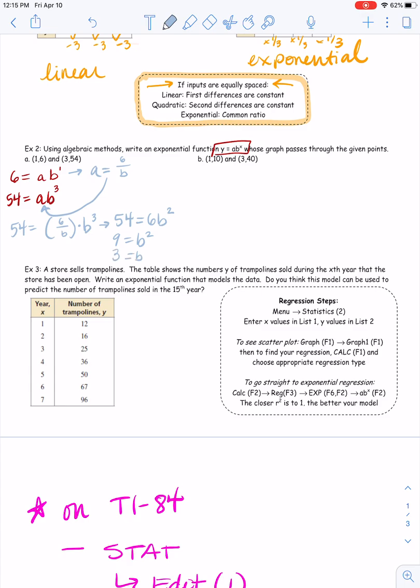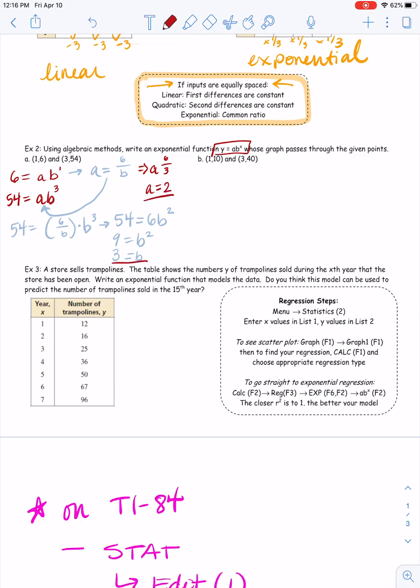Remember, I want a positive value for b, so I'm not going to apply the positive or the negative of 3 because I don't want my base to be negative. Remember, we talked about that. So b is just going to be 3. So if b is 3, now I can plug it back in to solve for a, which would mean a is equal to 6 divided by 3, so a is 2.